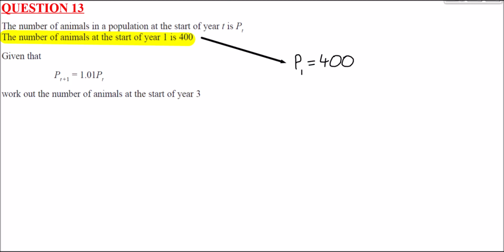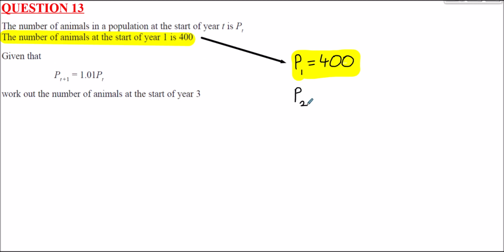So that's our base case, that's our starting point. So we want to get to year 3. Now, if we look here, T plus 1 just means 1 higher, 1 more year. So we have to go up in steps of 1. So we can get to P2 by using P1, then we can get to P3 by using P2. So that's just a case of substituting into this formula twice.